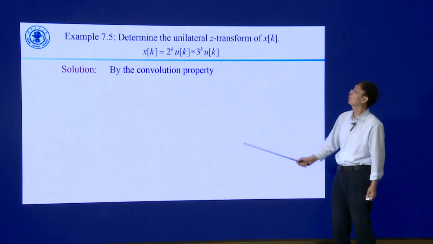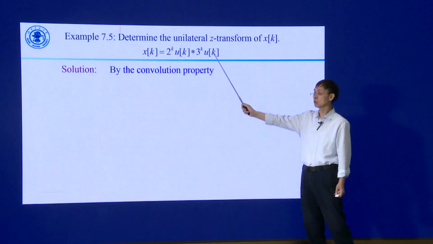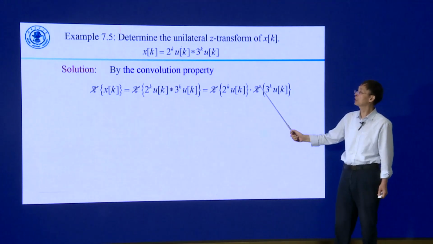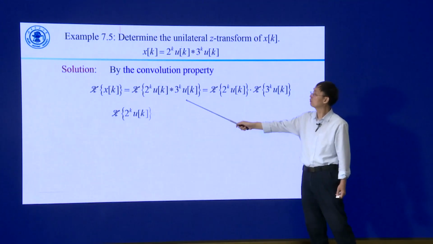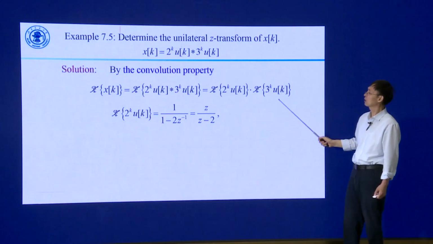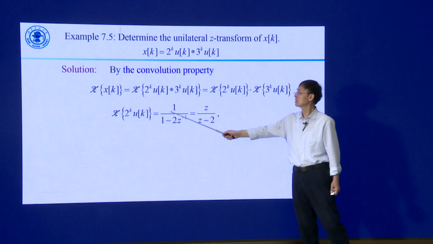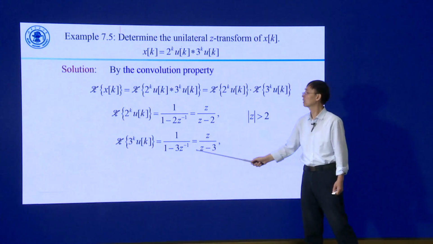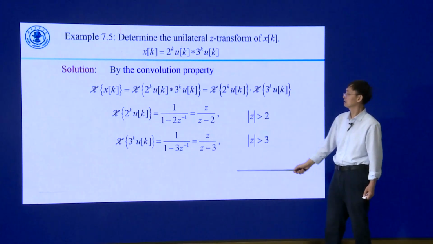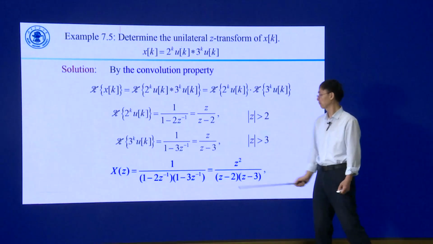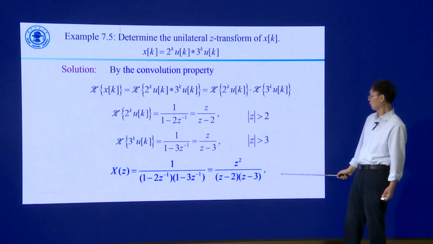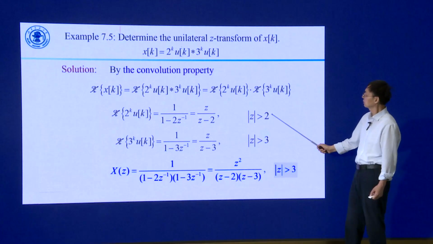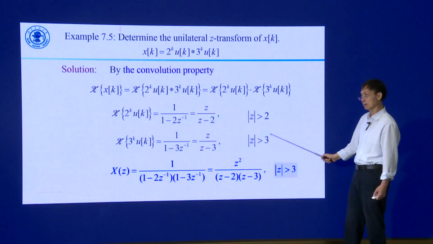For example, we calculate the unilateral Z-transform for this signal. By the convolution property, we can get its unilateral Z-transform in this equation. We have now this signal's Z-transform and this signal's Z-transform. According to the property, we can get the signal's Z-transform. Here is the ROC. This is the common part of this ROC and this ROC.